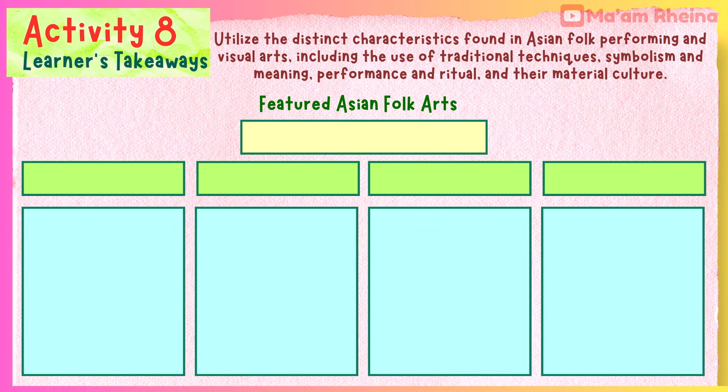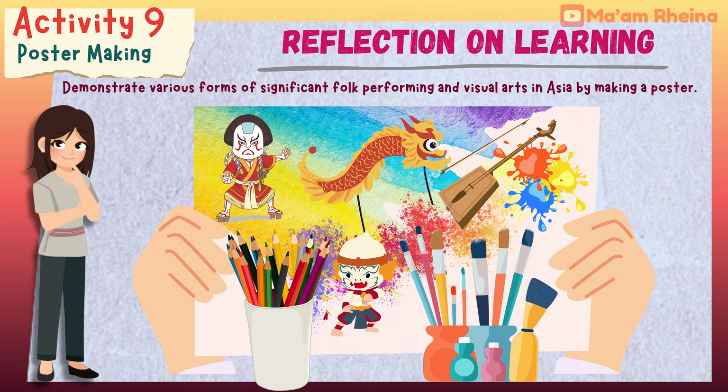Up next is Activity 8. In this activity, you will apply what you've learned about the distinct characteristics of Asian folk performing and visual arts. Here's your guide. Think about the traditional techniques artists use to preserve their culture. Reflect on the symbolism and meaning hidden in costumes, gestures, and colors. Recall the performances and rituals that make each folk art unique. And don't forget the material culture, the instruments, masks, props, and costumes that bring each performance to life. Your challenge is to utilize all of these elements to show how they shape the beauty and richness of Asian folk arts.